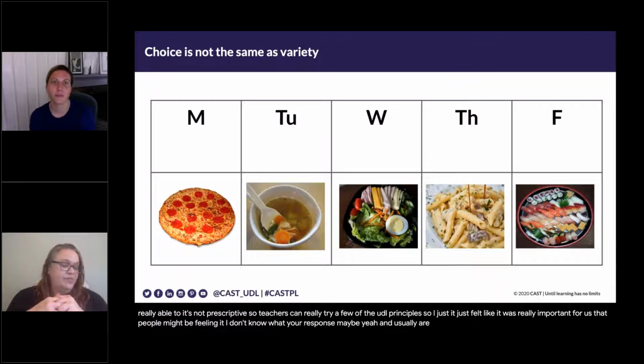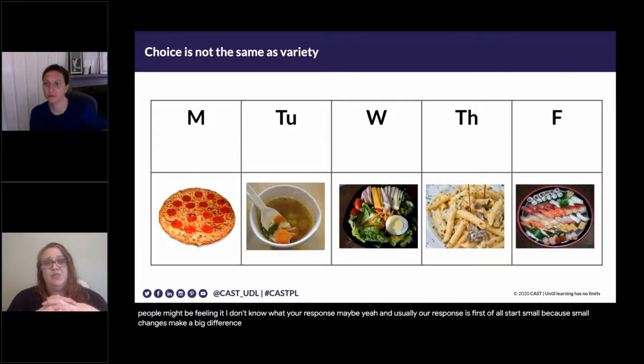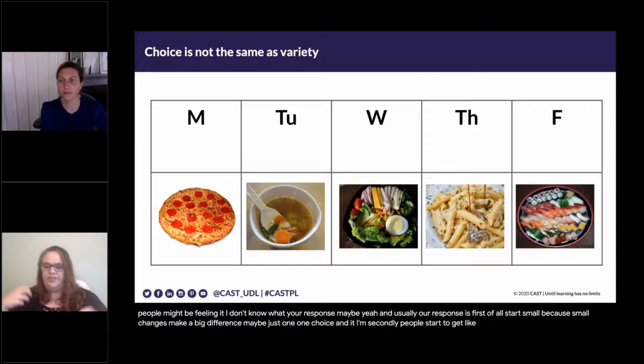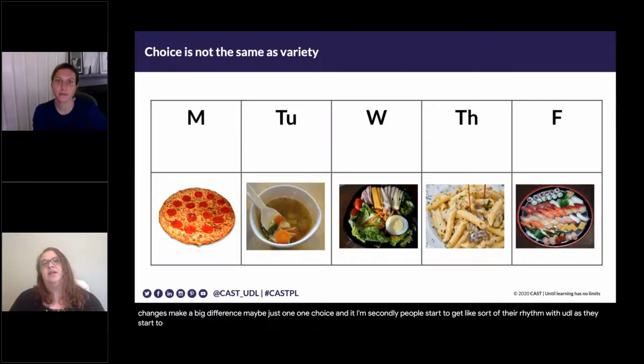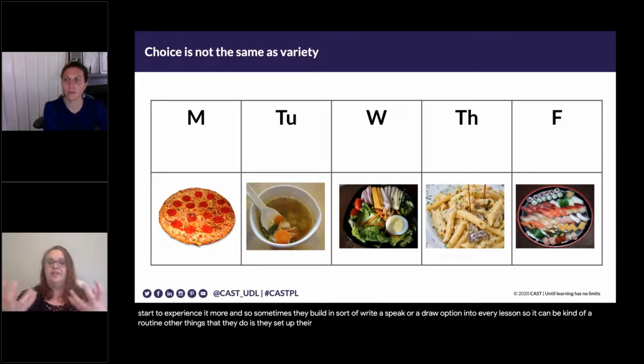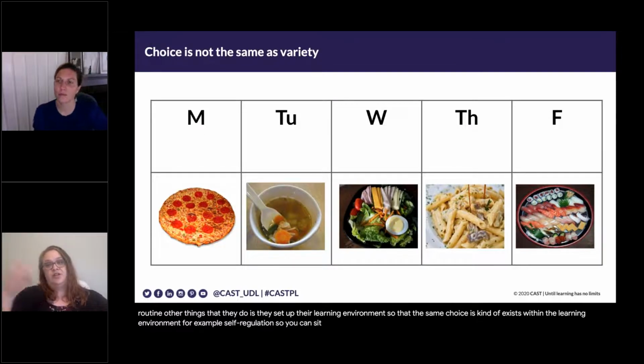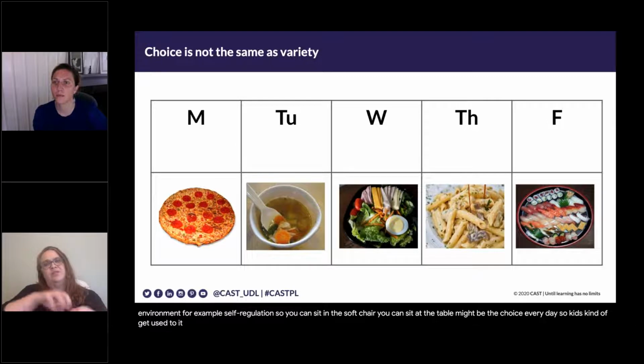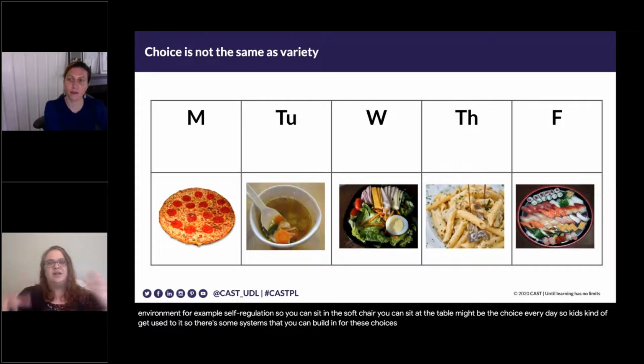Yeah, and usually our response is, first of all, start small because small changes make a big difference. Maybe just one choice in a lesson makes a big difference. Secondly, people start to get their rhythm with UDL as they experience it more. And so sometimes they build in a write, a speak, or a draw option into every lesson. So it can be a routine. Other things that they do is they set up their learning environment so that the same choices exist within it. For example, self-regulation: you can sit in the soft chair, you can sit at the table, or you can sit with the teacher. Might be the choice every day, so kids get used to it. So there are some systems that you can build in for these choices that once they're set up, hopefully will be less work.